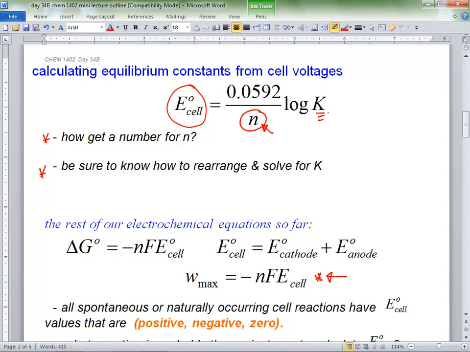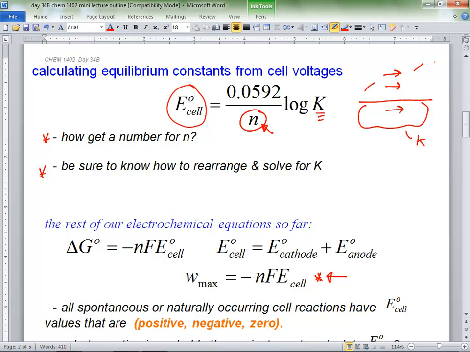Can you imagine how they are going to get that little n then? I'll give you a hint. How do you get these overall cell reactions? You add up the half reactions. Okay. So here's our overall cell reaction. And you can do products over reactants and get your K, right? Concentrations of products over reactants. But in getting that overall reaction, what canceled? The electrons.